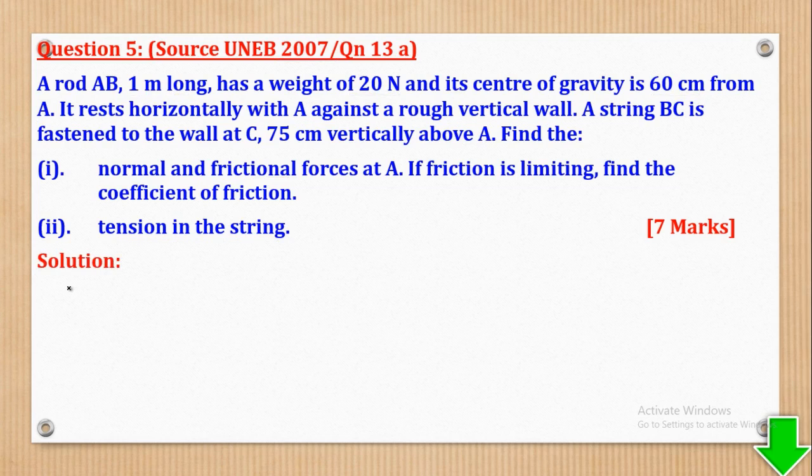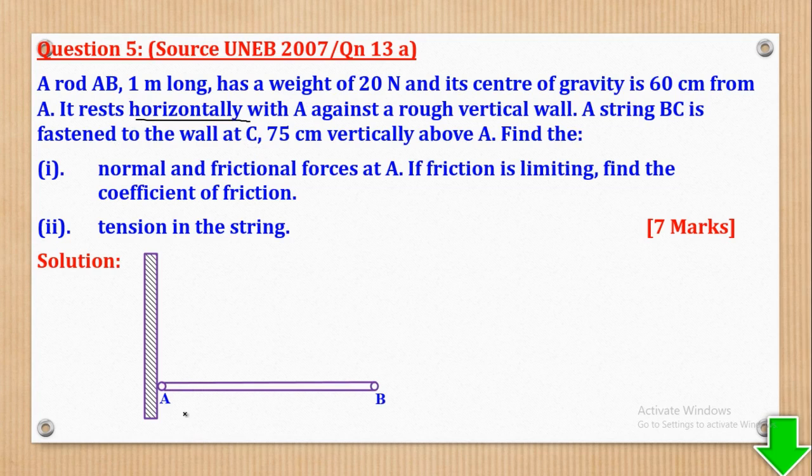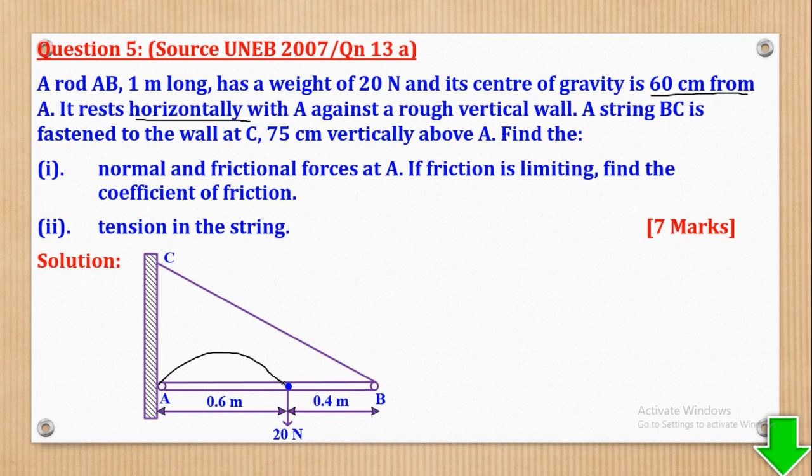So the first thing to do is to make a sketch of the force diagram. So first of all, they told us the vertical wall, and also that the rod AB is horizontal because it rests horizontally. So that is AB. Then there was a string fastened at this end B and to the vertical wall. So in this case, they told us that the center of gravity is 60 centimeters from A, meaning from A you measure 60 centimeters, which is 0.6, to come up with the point where the weight will act, and the weight was 20 newtons. It was given in the question.